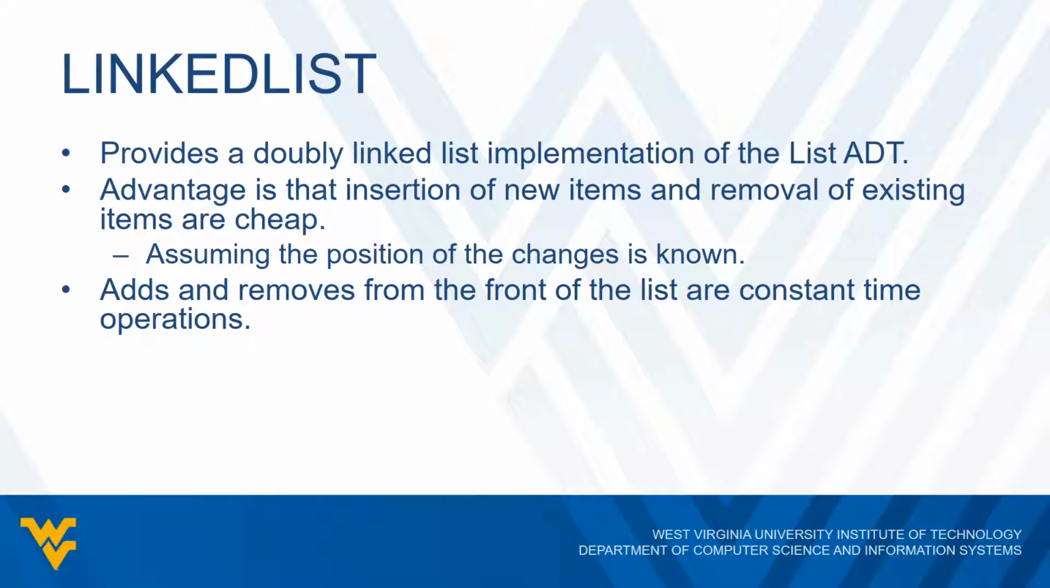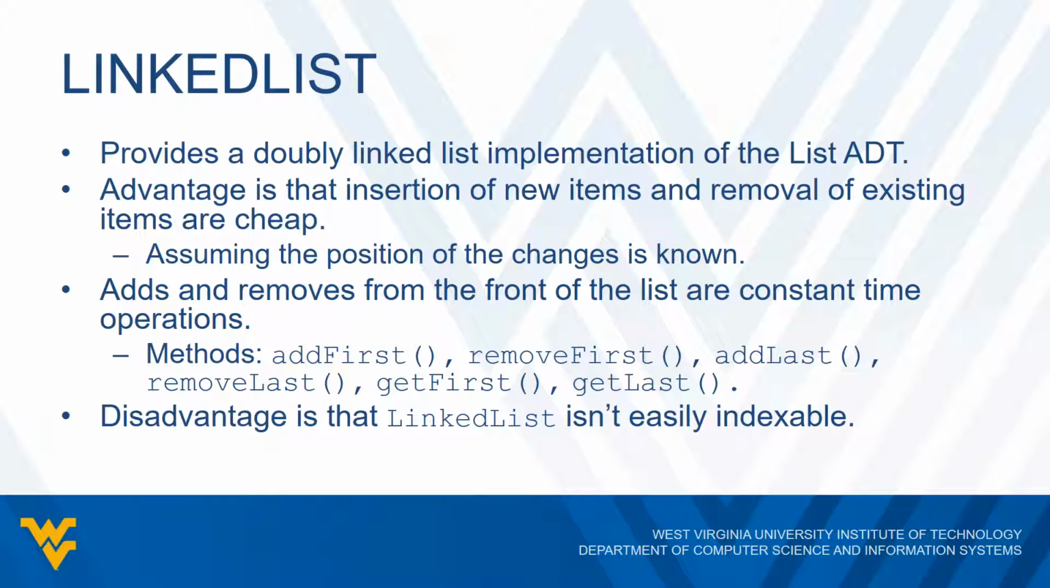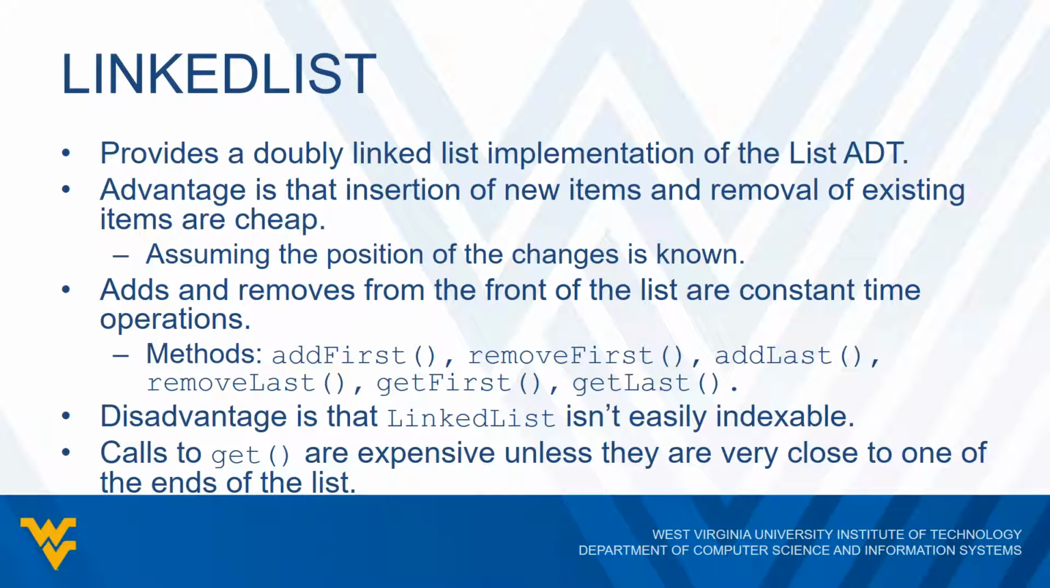In fact, the linked list does provide different methods such as add first, remove first, add last, remove last, get first, and get last to allow us to efficiently add, remove, and access the items at both ends of the list. So if we have to do stuff with the ends of the list, that's going to be done very efficiently. The problem with using this implementation is that the linked list is not easily indexable. We do not have indices for each node in the list. That means things like calling the get method to find a specific node can be very expensive unless they're really close to one of the ends of the list.